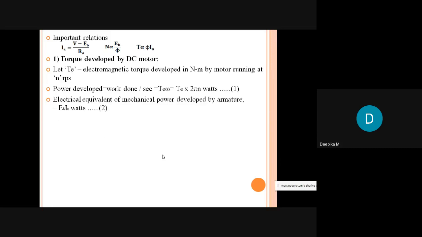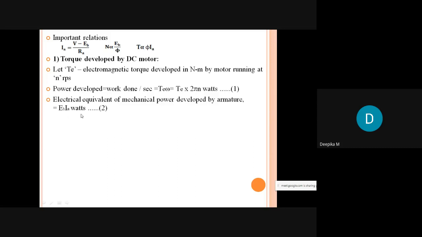Next, the electrical equivalent of mechanical power. You can see here, this is nothing but the mechanical power, correct? Here we have written the equation in terms of mechanical power. If we want to convert this into electrical power, how do we write this? We know that power is nothing but voltage into current. Here the voltage at the output is the back EMF, and the current is Ia. Hence we have written it as Eb Ia in watts.